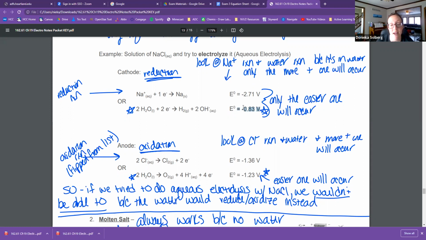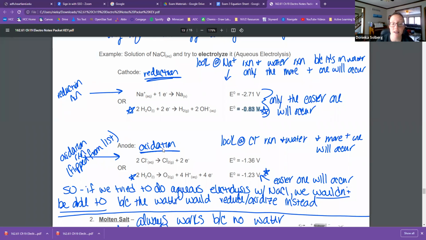And while this is technically less negative, it is more positive, that means that this is actually what is going to happen at the cathode. So I wouldn't be doing what I wanted to. I wouldn't actually be reducing sodium. I would actually be reducing water if I was trying to do this in aqueous solution. Now, this does work for a lot of things. Essentially, anything that is higher than negative 0.83 volts will reduce in water. It's just that this one will not.